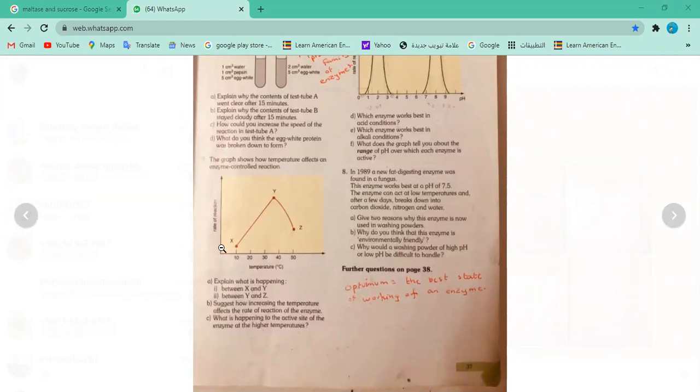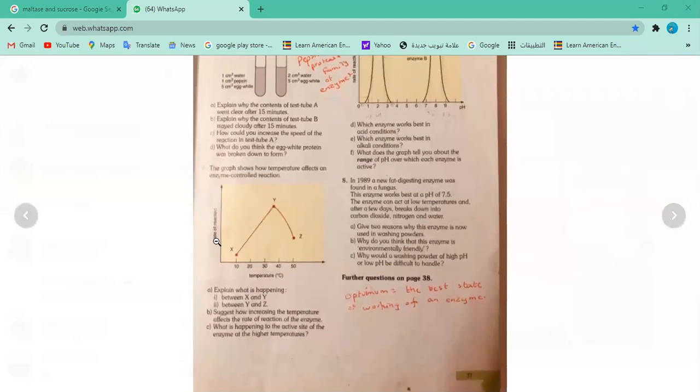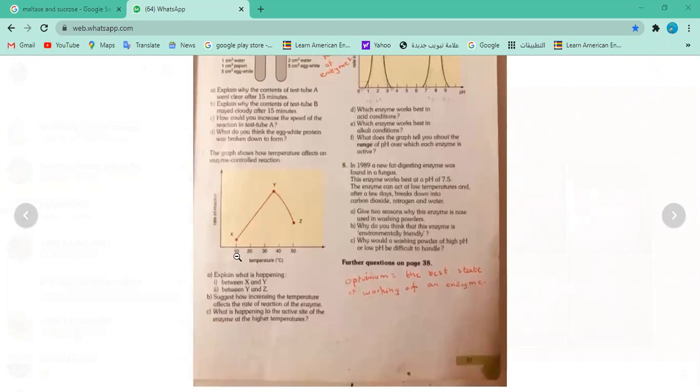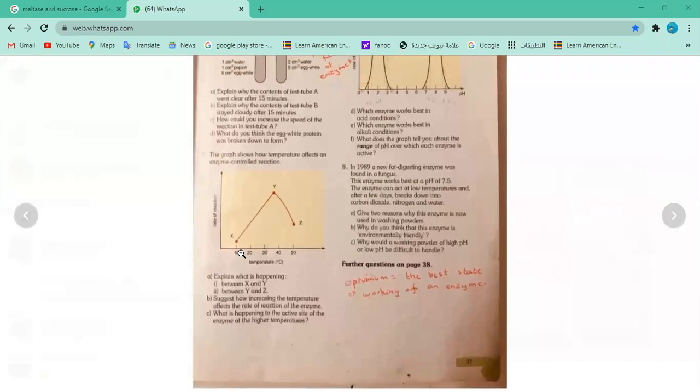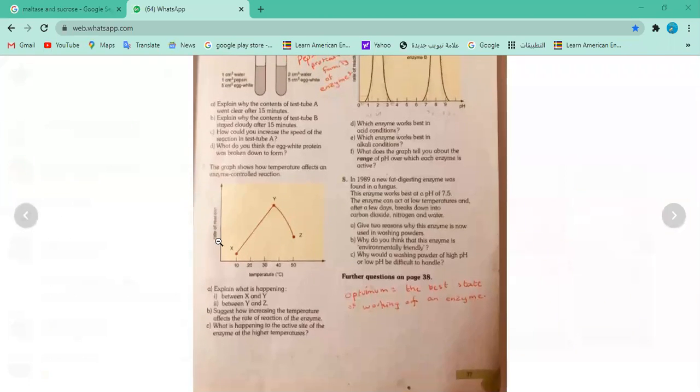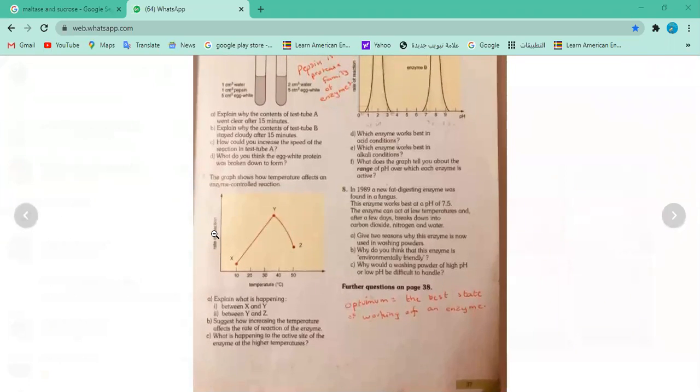You still can say the product is, but here they have mentioned rate of reaction and temperature. So what is going to happen between X and Y? If you go from X to Y, you could see temperature is increased. The increase in temperature is increasing the rate of reaction. This is the exact answer.